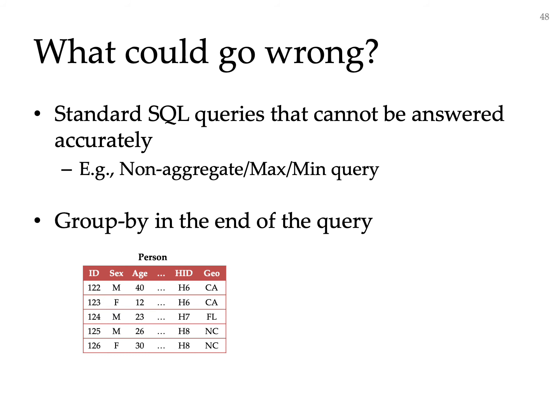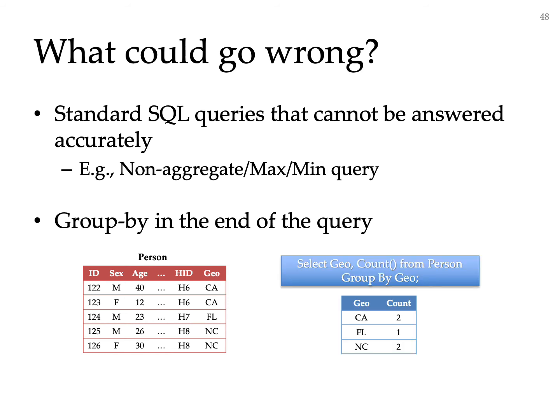The previous example is pretty straightforward, and most of the systems have already implemented this. However, what if we group by at the end of the query? For example, we would like to count the number of individuals and group by the geolocation information. Based on the given person table, we know that all individuals are from 3 states. Therefore, the group by results will also show that only 3 states have data, which leaks the active domain information.